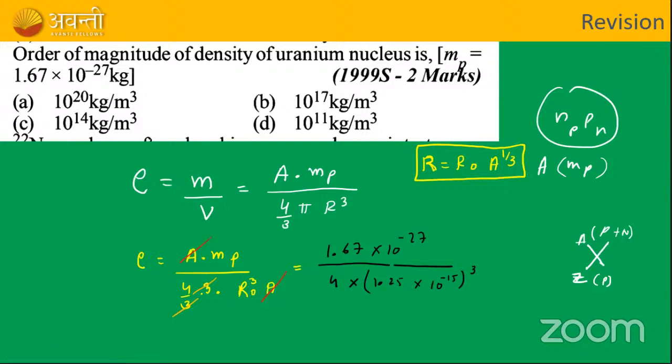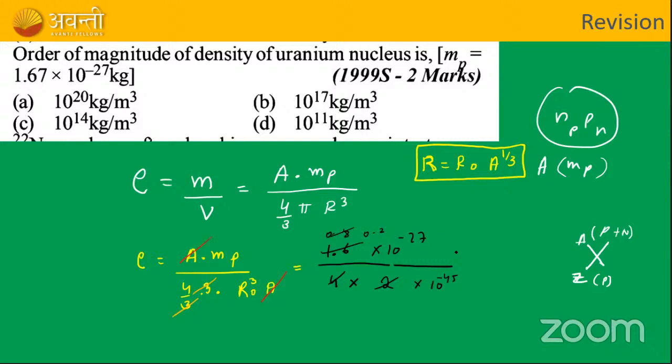1.25 into 1.25, into 1.25. I get 2 approximately. After cubing 1.25, I get 2 here. And 10 to the power of minus 15 cubed gives 10 to the power of minus 45. Simple, sorted out. So 4 twos are 8, and it becomes 0.2.